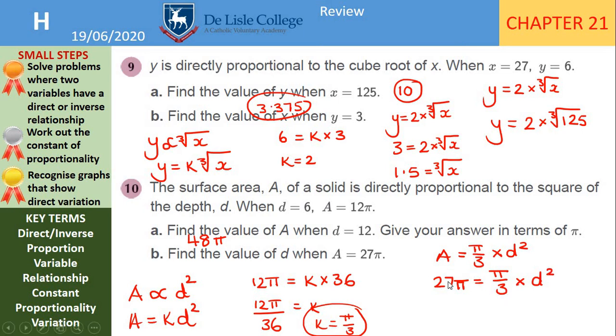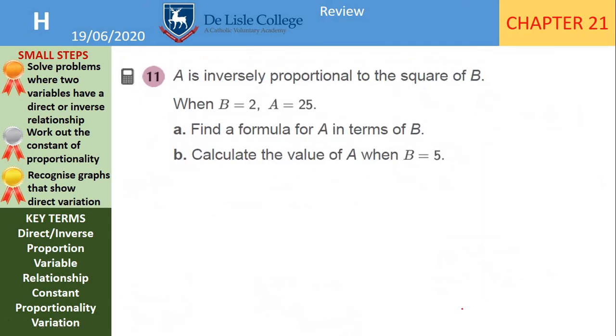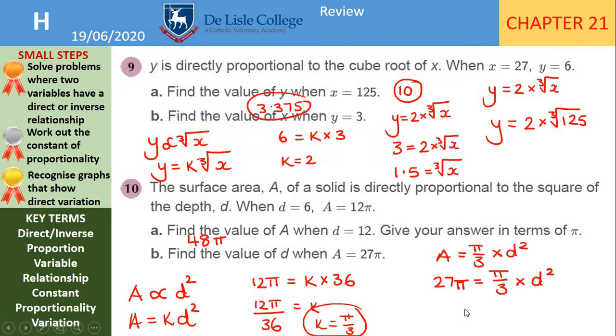So if I multiply up by the 3, that will give me 81, and divide by the pi, they will cancel out. So I will get the 81, so these cancel out. Multiplying up by the 3, I will get that 81 is equal to D squared. So D is equal to 9, or negative 9. Now, because we're talking about D being a depth, we can't have a negative depth, so we must have the answer of positive 9 here.